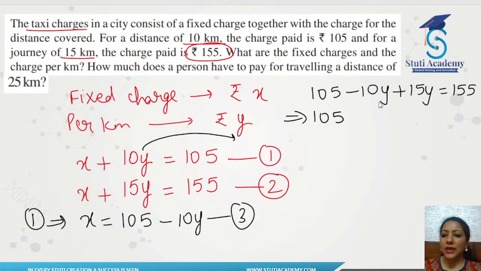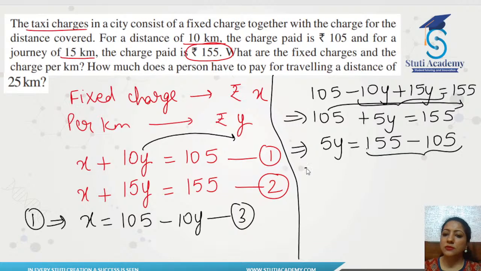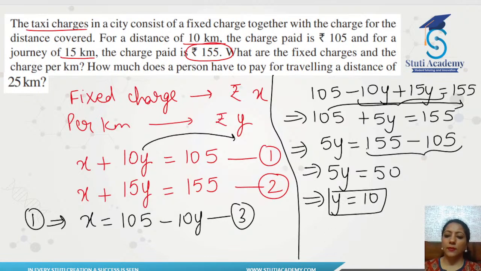Then we have 105. We can combine these two, we will get 5Y here. That is 155. On the right hand side, we'll get 105. If I take it on the other side, this will get subtracted. So we will get 5Y equal to 155 minus 105. This will give us 50. 5Y equal to 50. So finally, Y is 10. Now we've got Y as 10. That means 10 rupees is the charge for every kilometer. We'll take this value of 10 and put it here. Let's see what value of x we are getting.